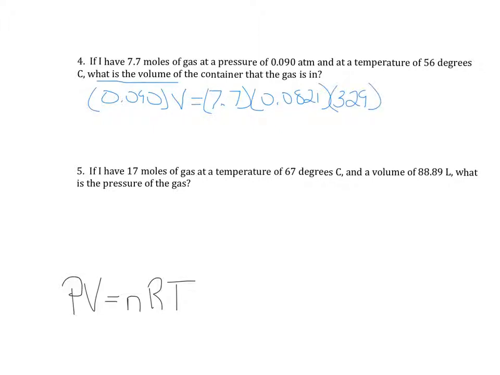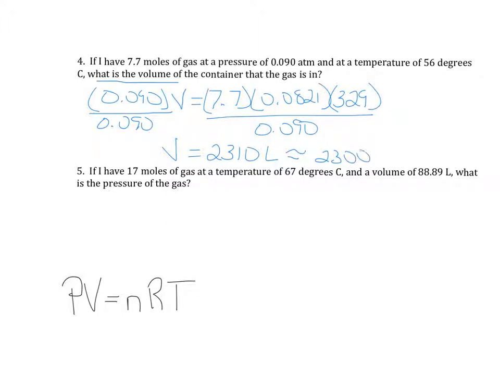Now to solve for volume, all we have to do is divide both sides by 0.090. And you will get that volume equals 2,310 liters. Now, we've got to look at significant digits. There's only 2 significant digits in each of our measurements. So really, this becomes 2,300 liters so that you've got proper significant digits.